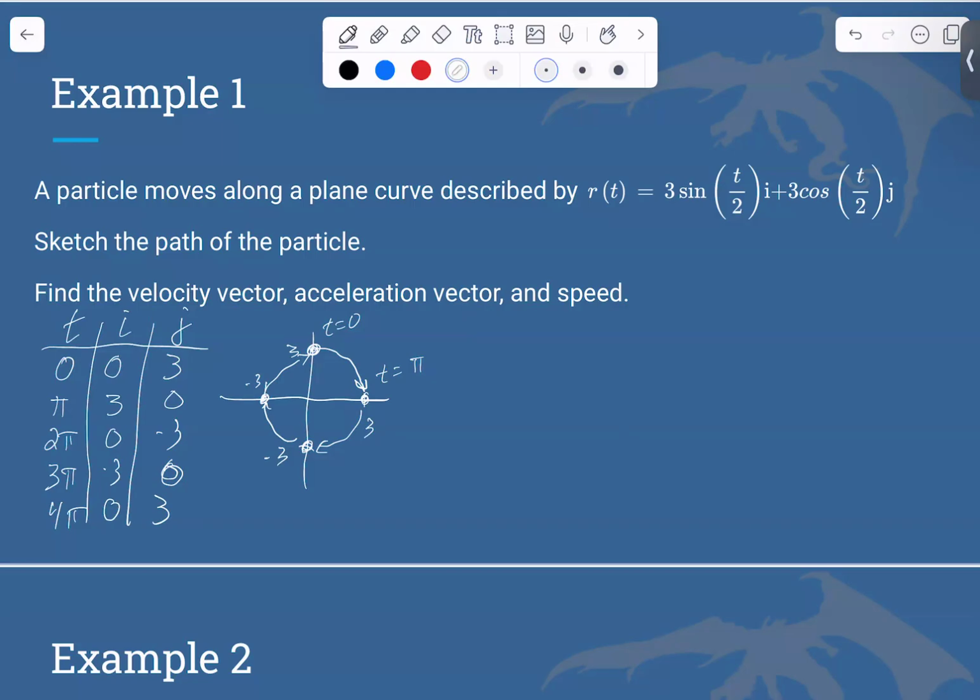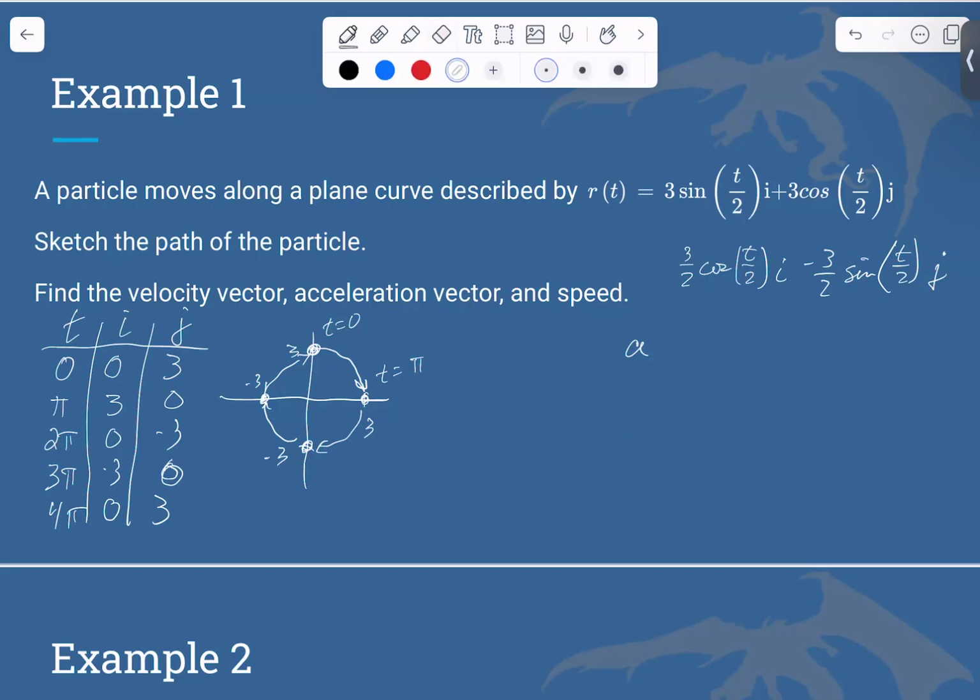Now let's find the velocity vector. The velocity vector, v prime, is just the first derivative. So we have 3 halves cosine of t divided by 2 for the i component, and then minus 3 halves times the sine of t over 2 for our j component. Remember, if you take the derivative of cosine, you get a negative sine. So what about acceleration? Let me just fix this.